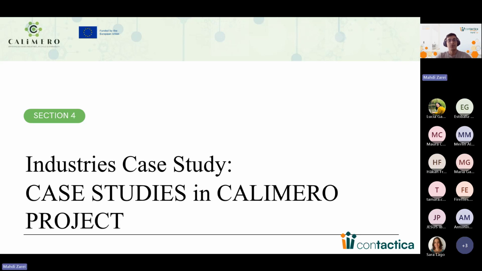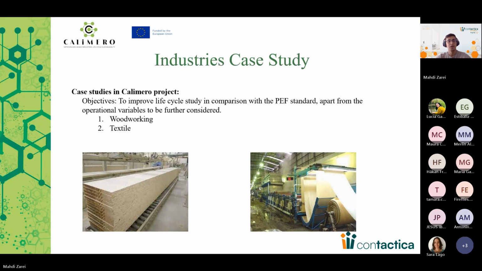Now that we have covered the tools and techniques of multi-objective optimization, it is time to see how it works in practice. In this part, we will look at a real case study from the CALIMERO project, where multi-objective optimization was used to optimize industrial production systems. We have prepared two industry sectors, woodworking and textile.